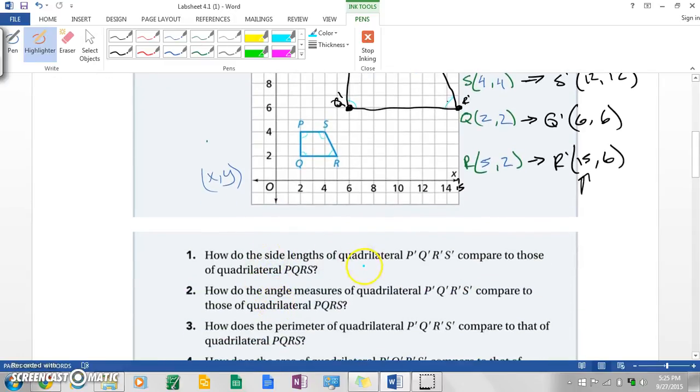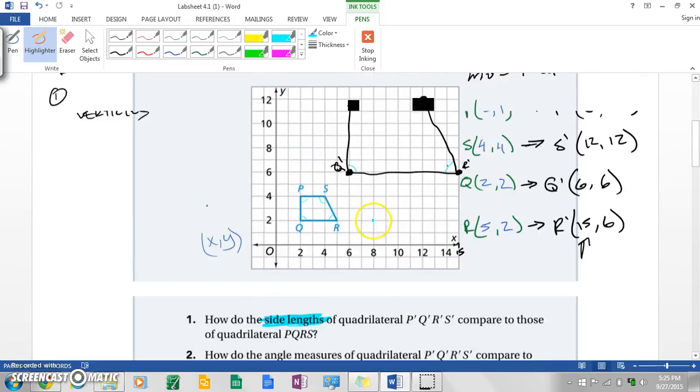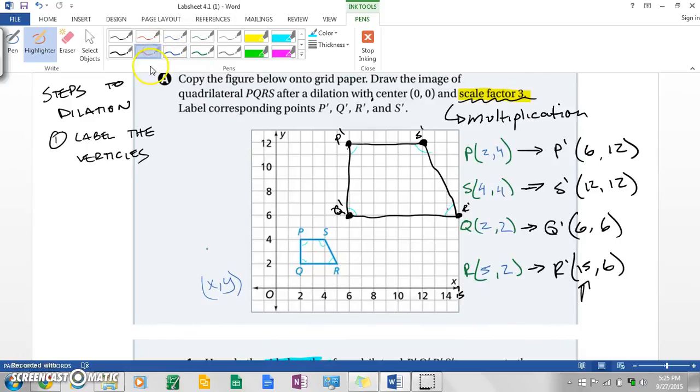Number 1, how do the side lengths of quadrilateral P prime, Q prime, R prime, and S prime compare to those of quadrilateral PQRS? This question is asking you about the side lengths of a figure. The first most important thing to know is what the side lengths actually are. So let's go up into our original figure and get an idea of what the side lengths are. The side length of PQ is going to be 2 units.